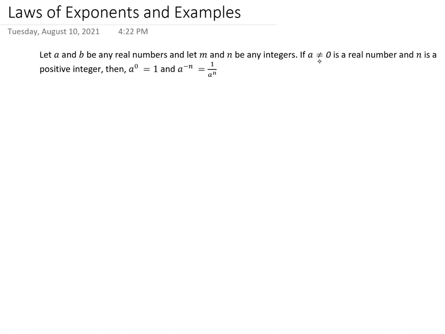So if A is not 0, that is A is different from 0, if it's a real number and N is a positive integer, then what follows? A raised to the power of 0 is 1. And A raised to the power of negative N, we can write it as 1 divided by A raised to the power of N. We are going to be making use of these ideas as we proceed.